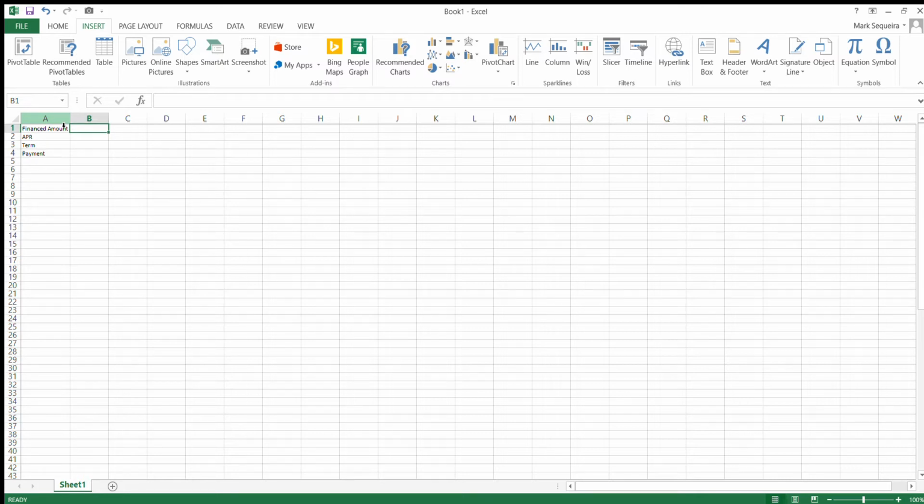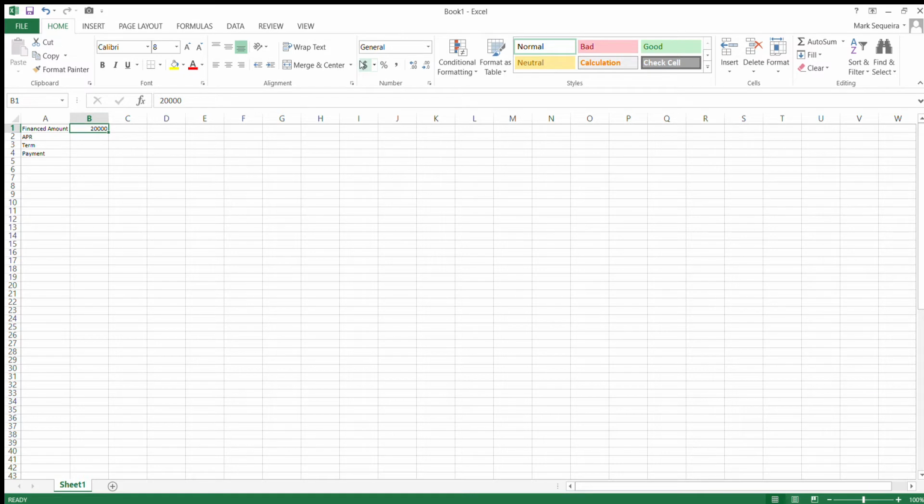So let's consider an example. Let's say that you are wanting to finance a car for $20,000. Okay, so we'll put in $20,000 as the cost of your vehicle. Put a little quick formatting on there. Okay. And let's say that the rate you're getting on your vehicle is 15%.